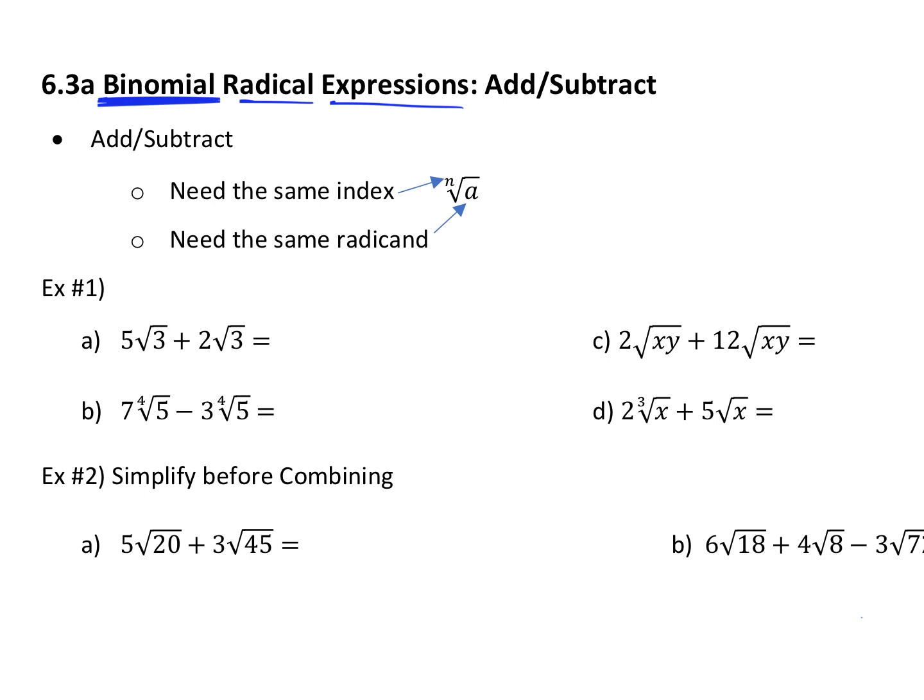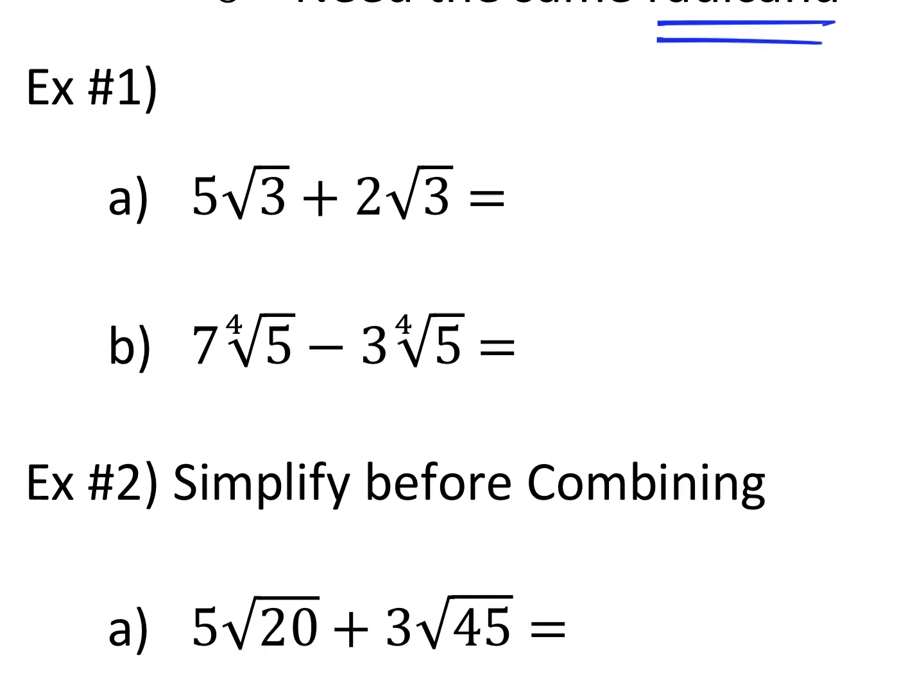But starting with adding and subtracting, and I mentioned this to you the other day, you have to have the same index if you're going to add or subtract. So this n has to be a square root plus a square root, or a cube root plus a cube root. You cannot do a square root plus a fourth root. You cannot combine those. So make sure you have the same index, and you have to have the same radicand, so whatever comes underneath. If it's the square root of 2 plus the square root of 3, you cannot make that the square root of 5. You cannot combine things that are different under your radical symbol, and I think that'll make more sense as we actually do it here. So take a look at this first one.